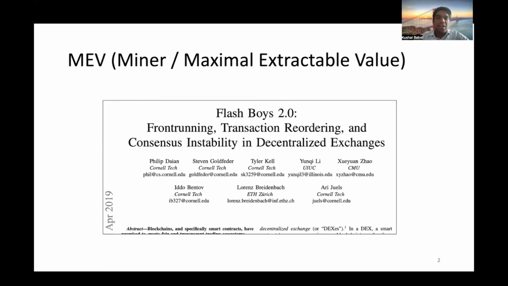MEV, I'm sure many are familiar here with it, so I'll not belabor the point, but just very briefly, MEV is basically the ability of a validator to reorder transactions in a block, censor transactions in a block, or insert their own transactions such that they can extract the maximum amount of value for themselves. And this was first observed in 2019 in this landmark paper called Flash Boys 2.0, where they were observing that already these games are being played on the blockchain by rational actors.